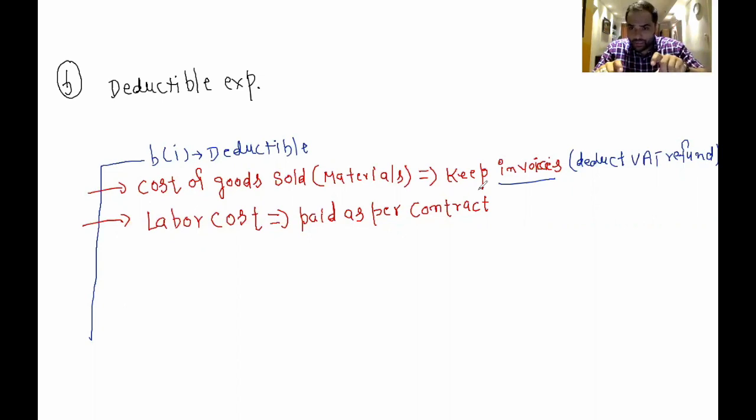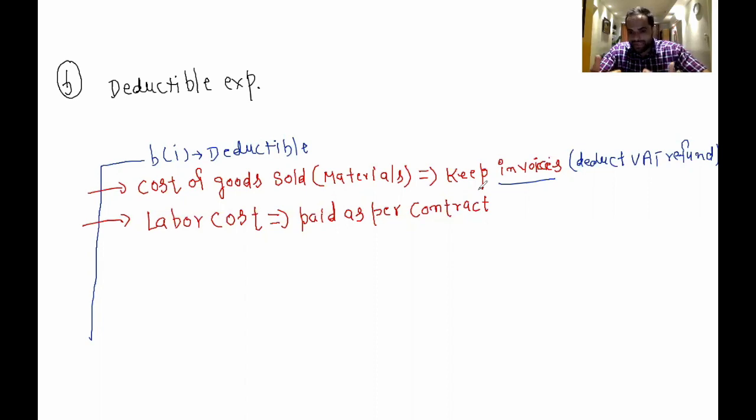So that money will not be part of labor cost. Of course, it will not be treated as a deductible expense. It will be treated as a non-deductible expense, which means we will not subtract it from the turnover. We subtract only the labor cost which is part of the contract.